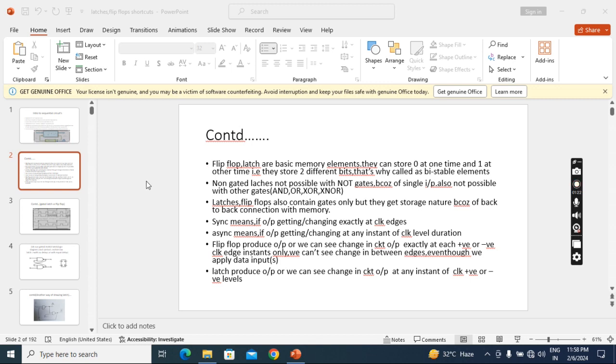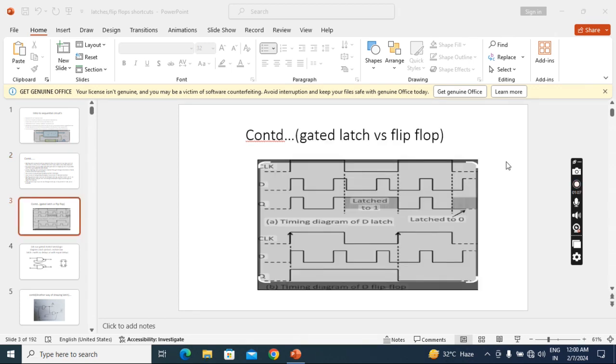So here we can see one diagram to understand the exact difference between a gated latch and a flip-flop. Here I have taken a D gated latch and D flip-flop comparison. This top diagram is about the D gated latch. This below diagram is about the D flip-flop. These diagrams are called timing diagrams, timing waveforms.